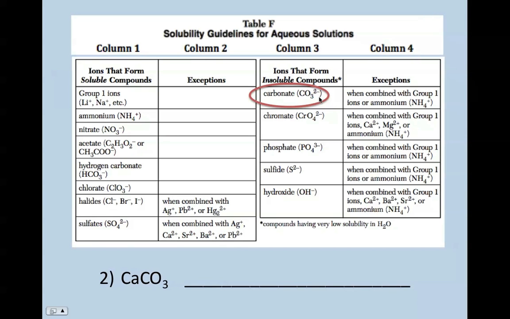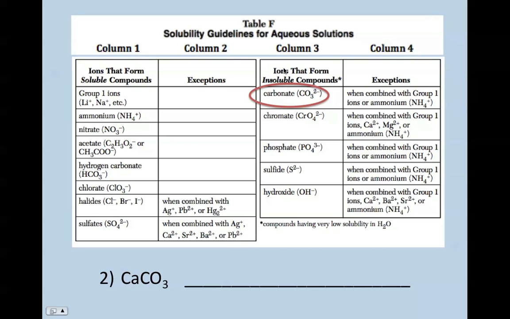If I have calcium carbonate, I'm going to look for carbonate on the chart, and I'm going to find it over on the right-hand side, CO3. I'm going to check to see if it's combined with a group 1 ion, which would be potassium, lithium, and that group. However, calcium is in group 2, so it doesn't apply, and neither does the fact that it would be bonded with ammonium. So I'm going to stay under column 3.